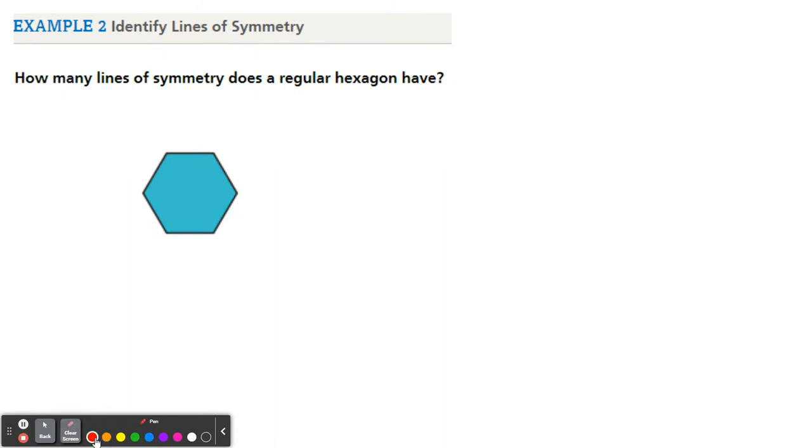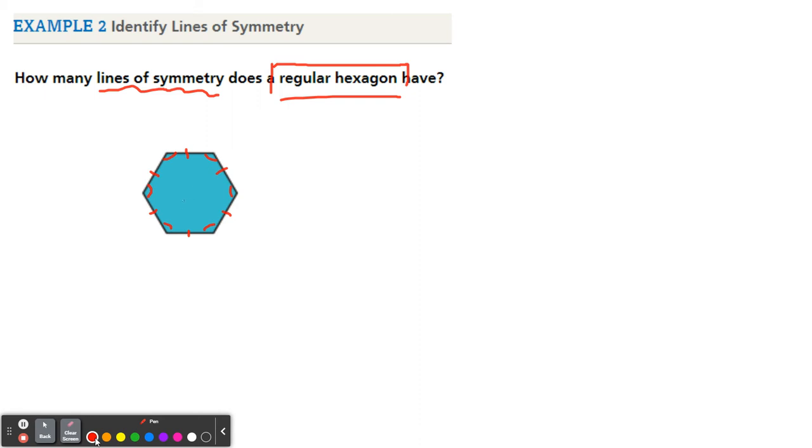Okay, so it says how many lines of symmetry does a regular hexagon have? The word regular essentially just means perfect. It's a perfect hexagon, so all of these angles are congruent, and all of these sides are congruent, right? That's what regular means. So when we're talking about lines of symmetry here, this figure is going to have every line of symmetry in the world possible.